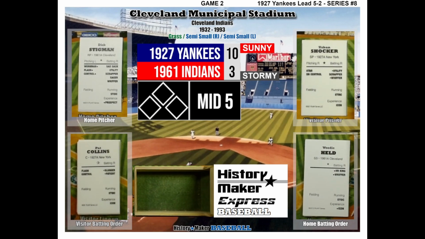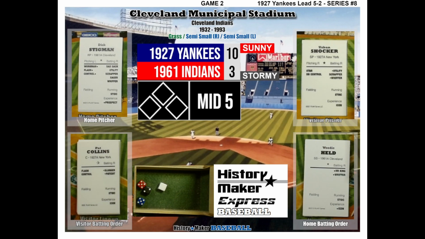We head to the bottom half of the fifth, and let's see if the pen is going for the 1927 Yankees, just in case Urban Shocker decides to say, hey, if the manager wants to take me out, that's fine, but I'll do whatever he says. The bullpen is active. And it's not. So the manager and the bullpen are having faith in Urban Shocker to get through the fifth inning here. And let's see what happens.